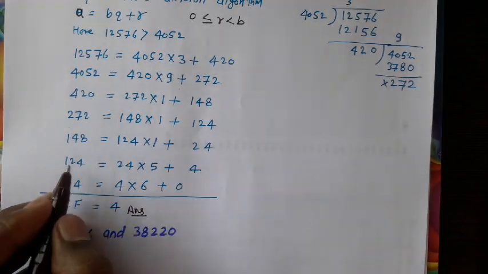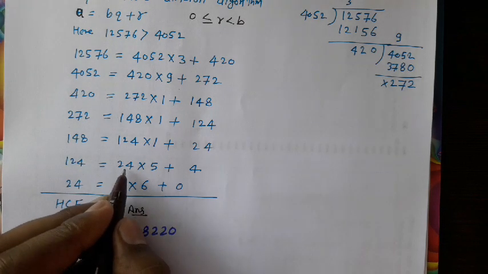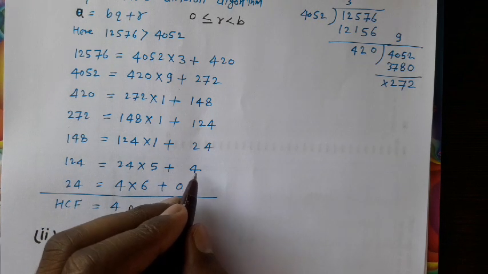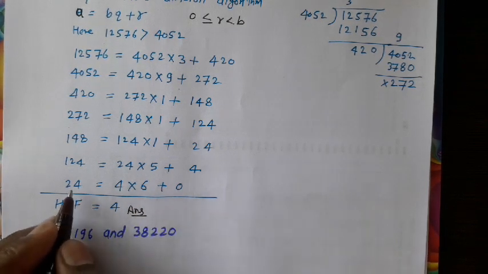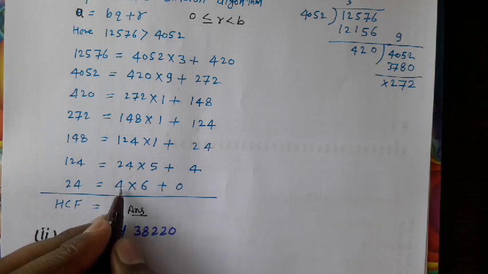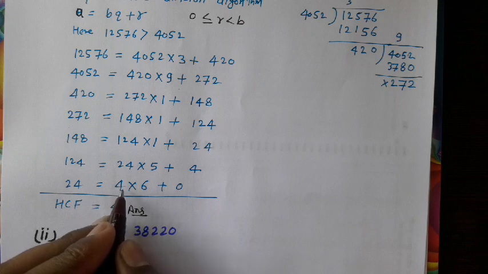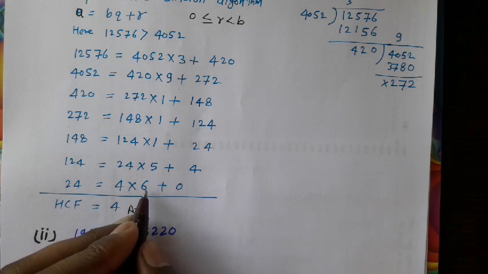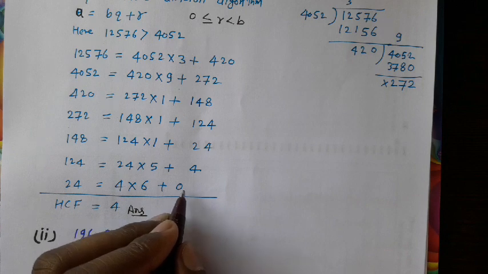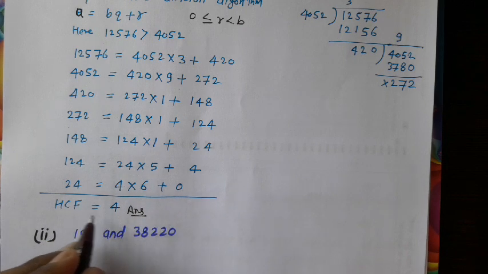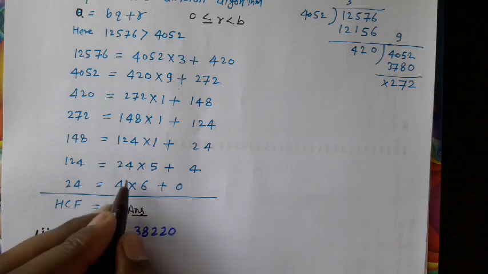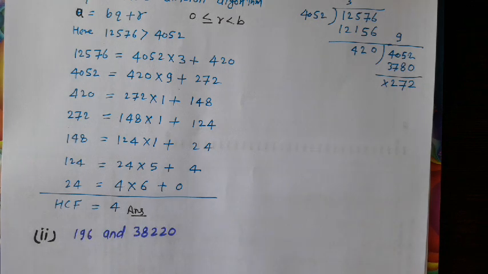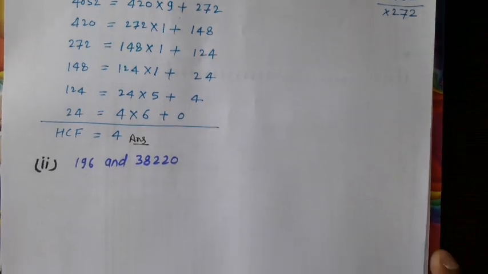Again 124 equals 24 into 5 plus 4. The remainder is not 0, then continue this process. 24 divided by 4: when you divide 24 by 4, 4 6s are 24, quotient 6 plus remainder 0. If the remainder is 0, then we can find the HCF, the highest common factor. HCF is equal to 4, the divisor is the HCF. This is the answer. Now let's move to the next question.